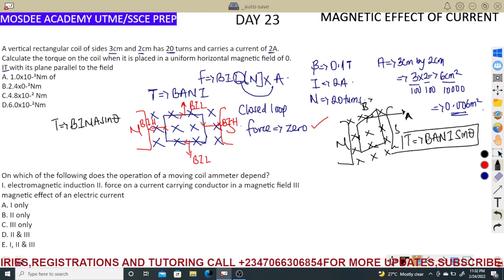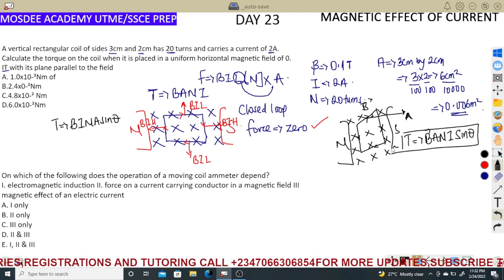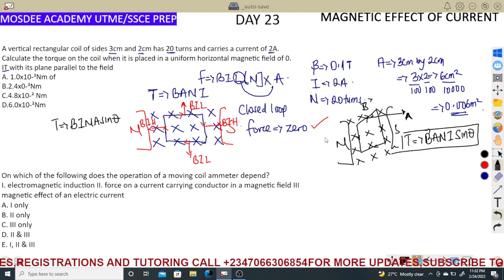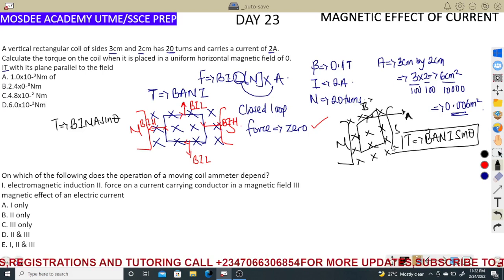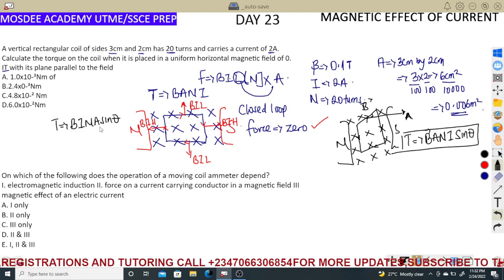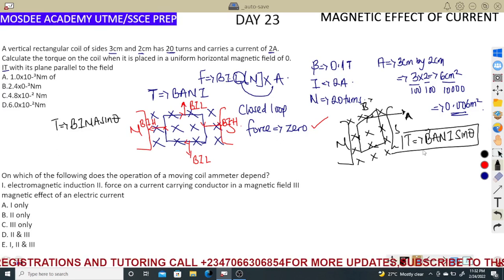Formula for torque, where B is the magnetic field, A is the area, N is the number of turns, I is the current, and theta is the angle of rotation of the rectangular coil. So this is the formula we use to calculate the torque on the magnetic field. So now, for this question, we are looking for the torque. It is not giving us any angle. We can just write T is equal to BANI.